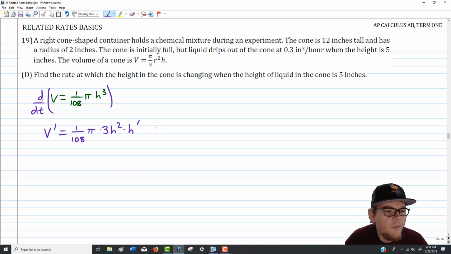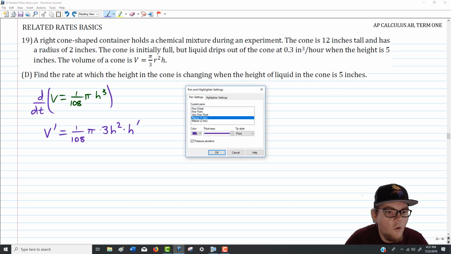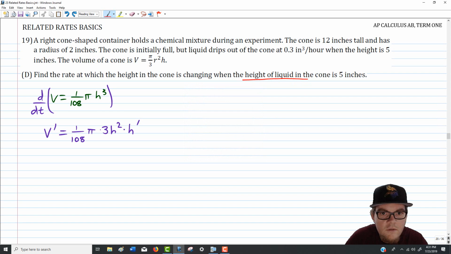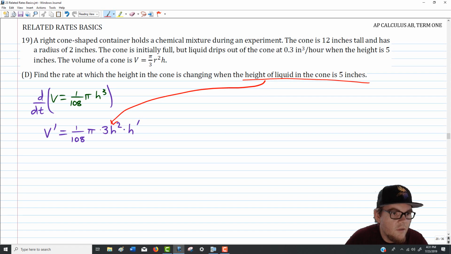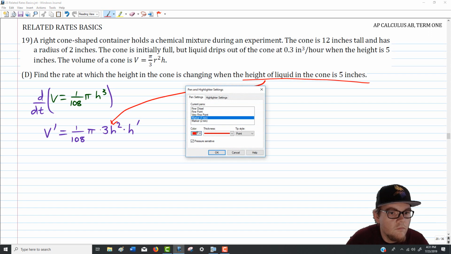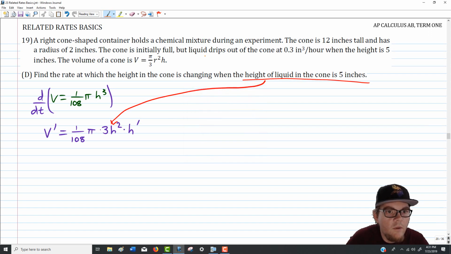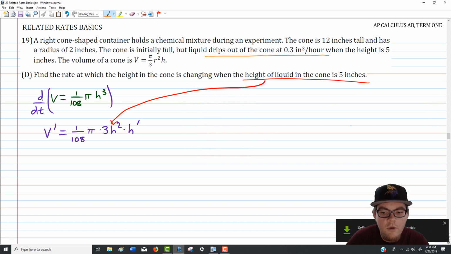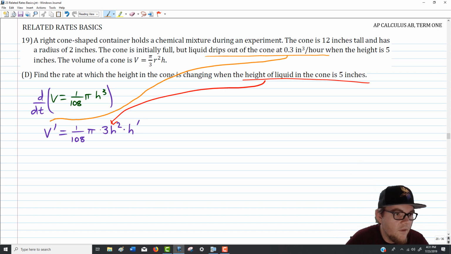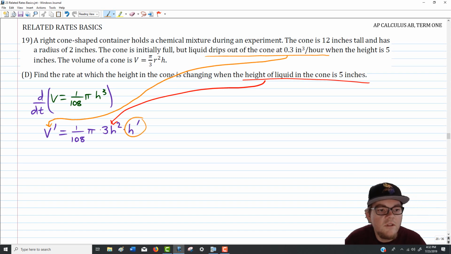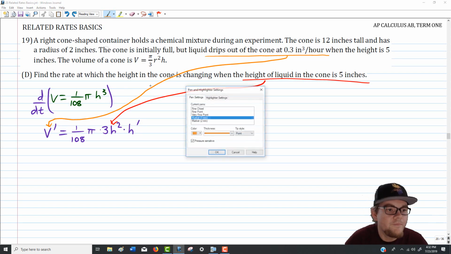So from here, we've got to plug in all the information that we have. We know that the height of the liquid in the cone is 5 inches. So looking in here, that means we're going to be able to plug it in right there. So this is going to be a 5. We also know that liquid is dripping out of the cone. We know that liquid drips out of the cone at 0.3 inches cubed per hour. I don't know what that is for. So that means that we're going to be able to plug that in for V prime. And then ultimately that'll leave us with just a single variable of h prime for us to solve for.